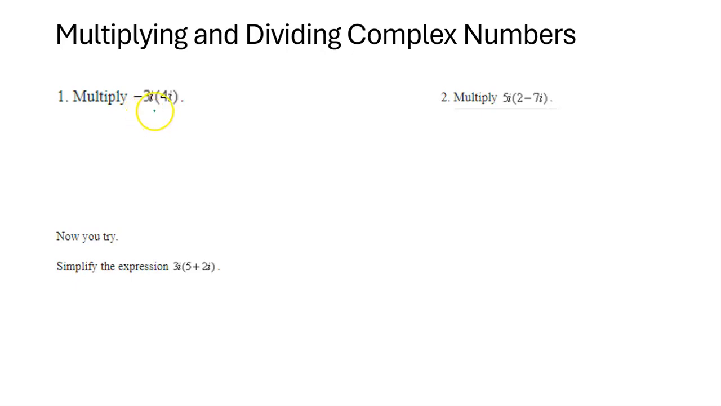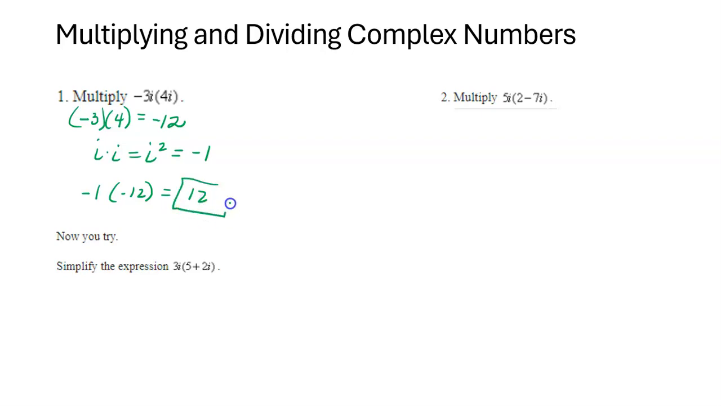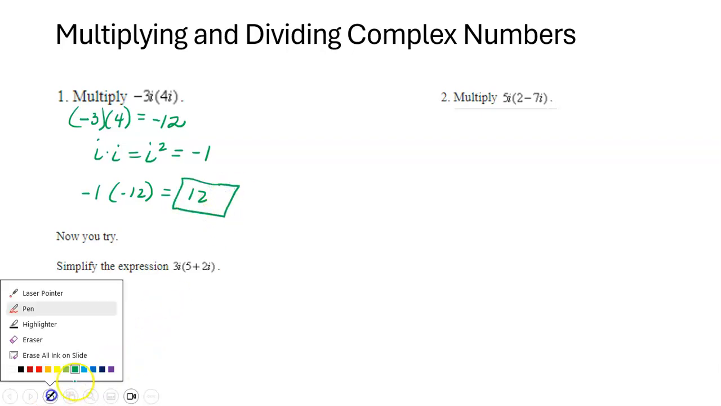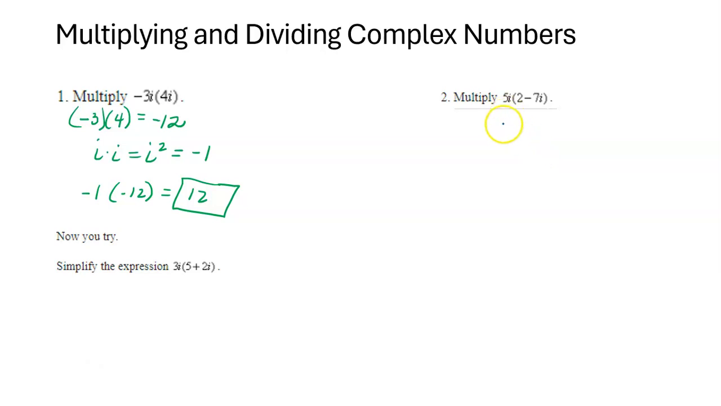Multiplying and dividing complex numbers. What we're going to do here is multiply the actual numbers. Negative 3 times a positive 4 gives me a negative 12. And then I have i times i, which gives me i squared. Funny thing, i squared is negative 1. So the answer ends up being negative 1 times negative 12, or just plain 12. Super exciting.